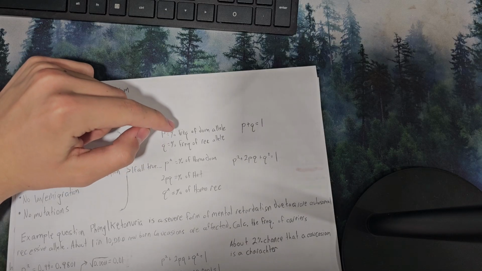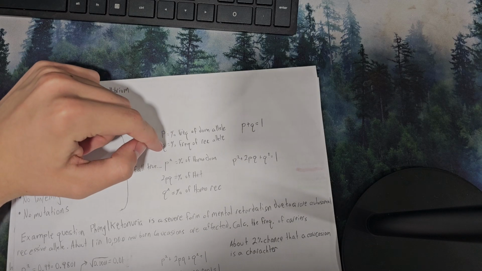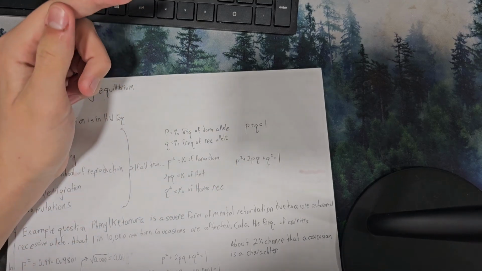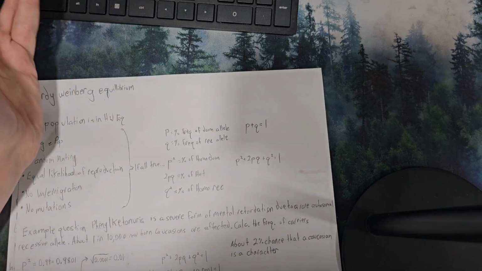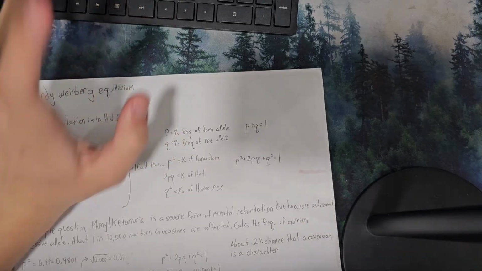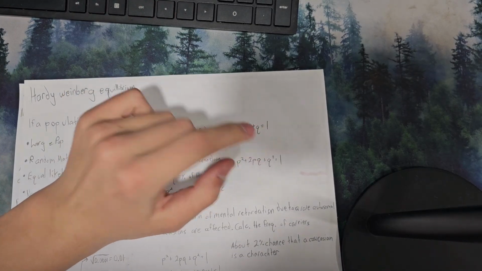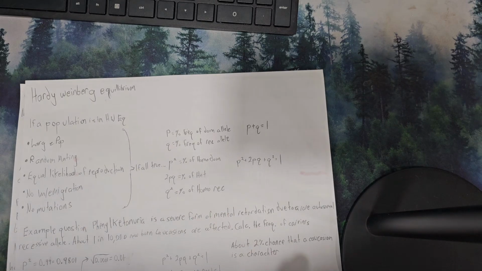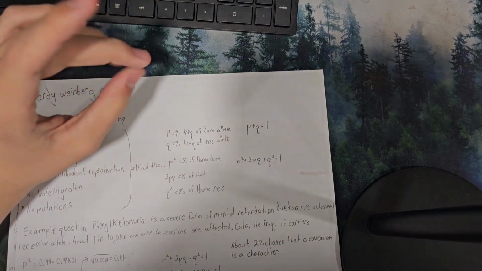P is equal to the percent frequency of a dominant allele, and Q is equal to the percent frequency of a recessive allele. So P plus Q is equal to 1, right? So if I had 90% dominant and 10% recessive, that would equal 100%, right? So any number that is a percentage, you just divide by 100 to get its probability decimal number. So for example, 90% would be 0.9 and 10% would be 0.1. Add those together, you get 100. Or you get 1, sorry.